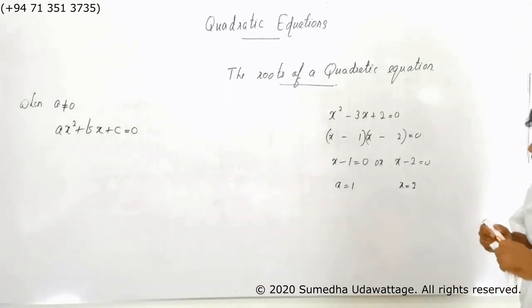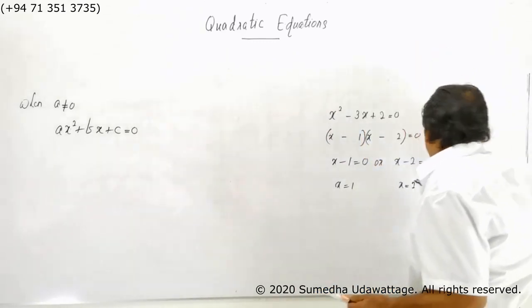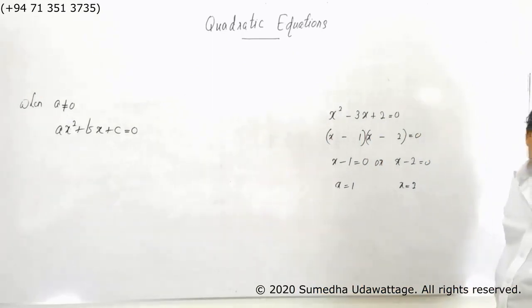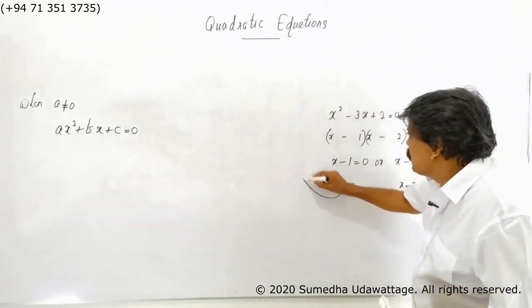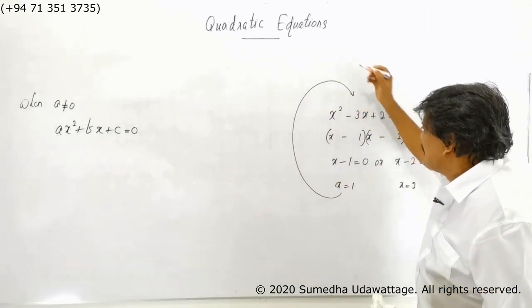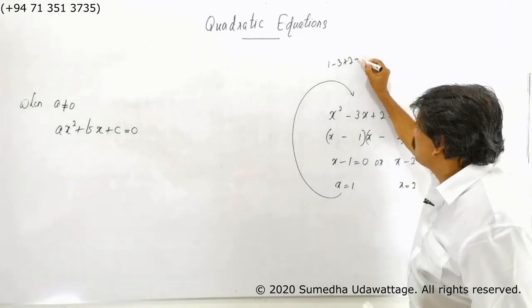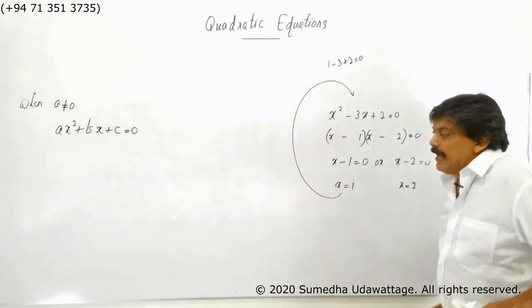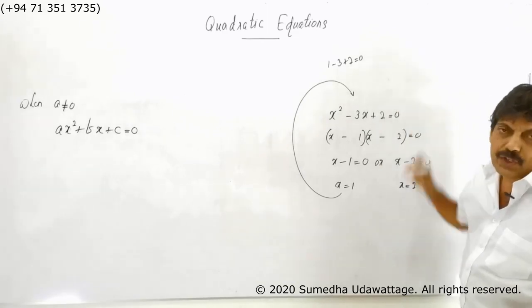Now, when you say these are the roots of the equation, I ask you the question, what do you mean by roots of a quadratic equation? Look here, is x is equal to 1? If this x is equal to 1 is substituted in this equation, 1 square minus 3 into 1 plus 2 is equal to 0. When substituted, it becomes equal to 0. In mathematics, we say this value x is equal to 1 satisfies this equation.